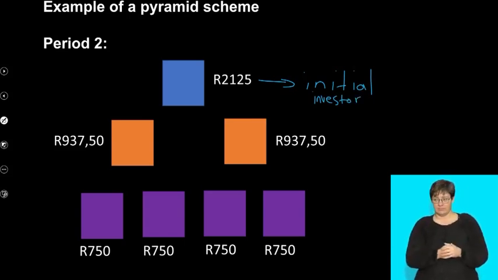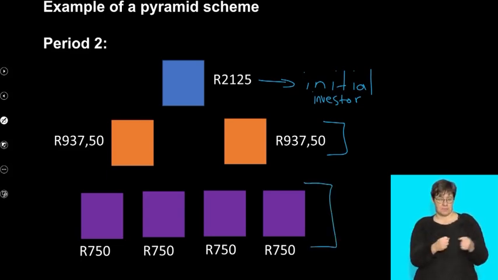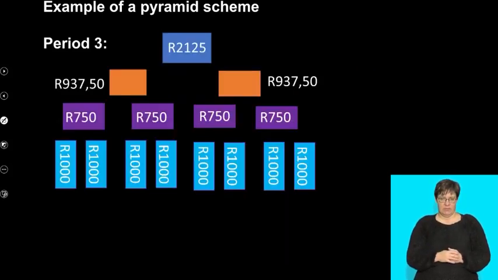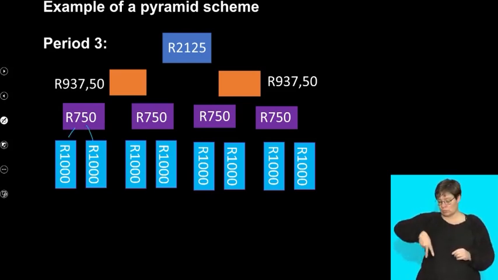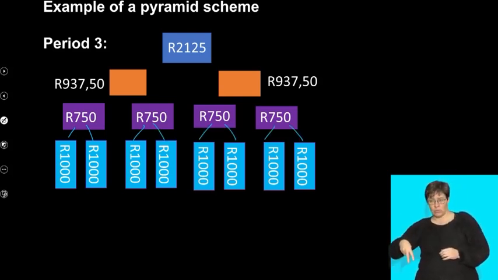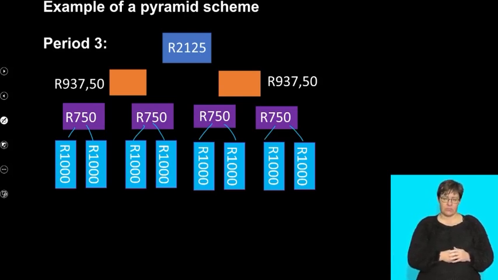And then these ones will be the first 2 people that were recruited, and then this will be the 4 people that were recruited by the 2 people. And then period 3. When it gets to period 3, the 4 people each recruit 2 people, because remember, it's all about recruiting 2 people. So now they recruit 2 people each. If we're to work out this again, although we don't really need to, I want you to think about this.